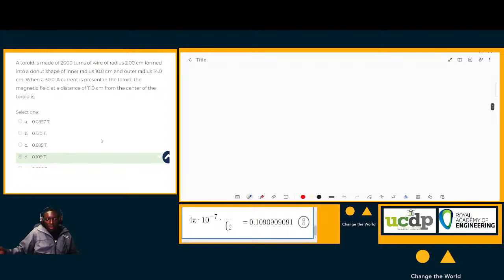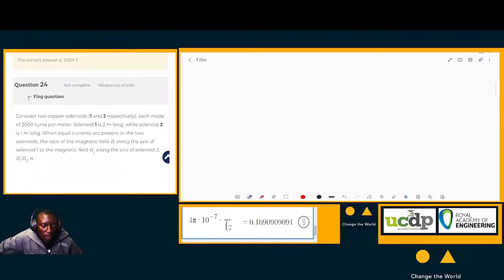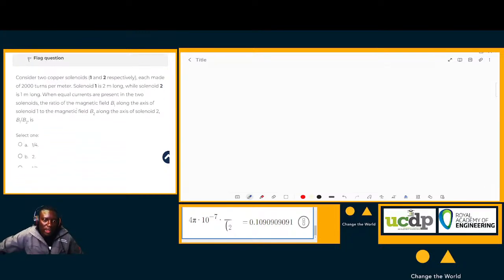Then question number 24. Consider two copper solenoids, 1 and 2 respectively, each made of 2000 turns per meter. So the number density of turns there is the same. But solenoid 1 is 2 meters long, while solenoid 2 is 1 meter long. When equal currents are present in the two solenoids, the ratio of the magnetic field B1 along the axis of solenoid 1 to the magnetic field B2 along the axis of solenoid 2, which is B1 over B2, is.